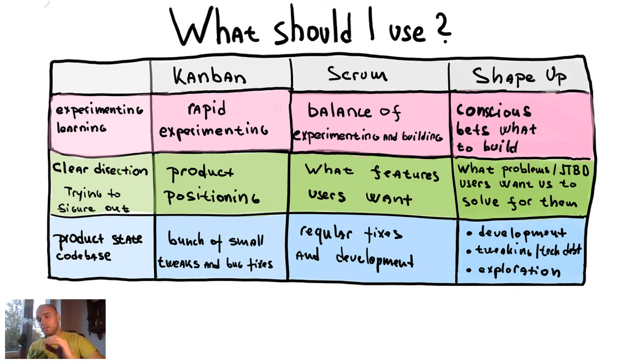In ShapeUp, again, I feel that they're trying to do it a little bit differently. They are really focusing not on features, but on problems that we are solving for people, and what jobs to be done users want us to solve for them. So what is jobs to be done?